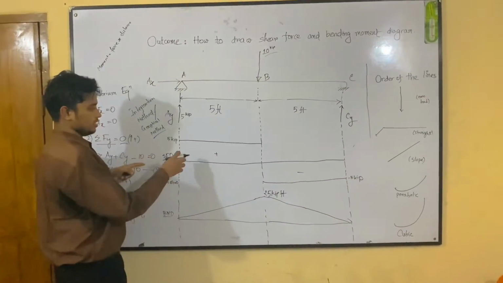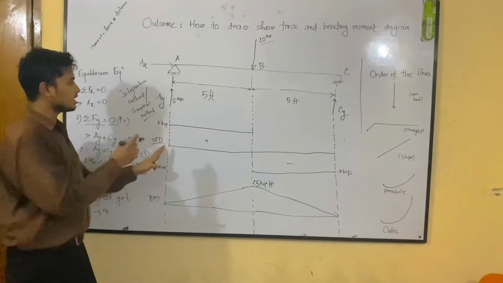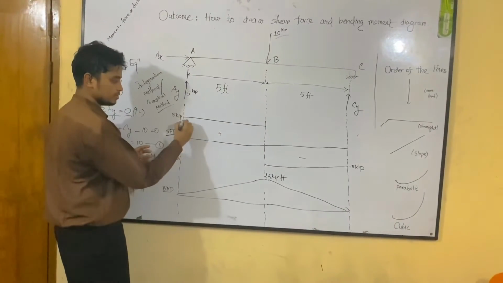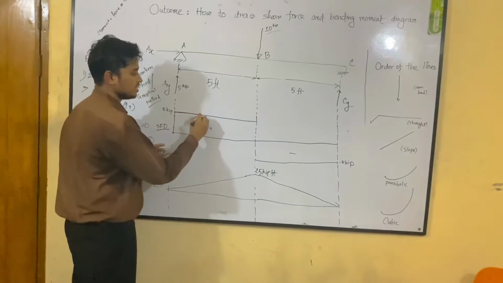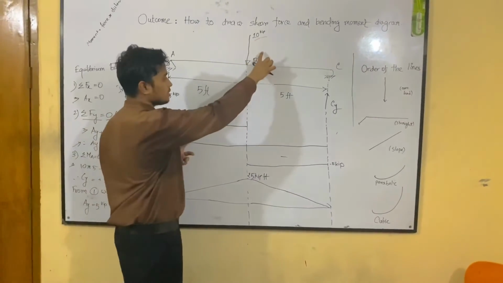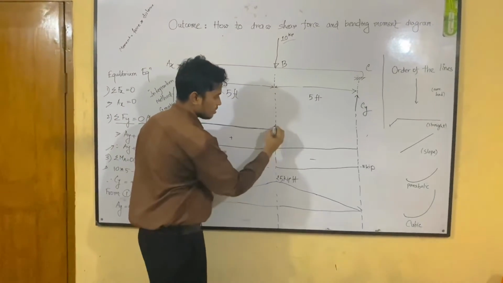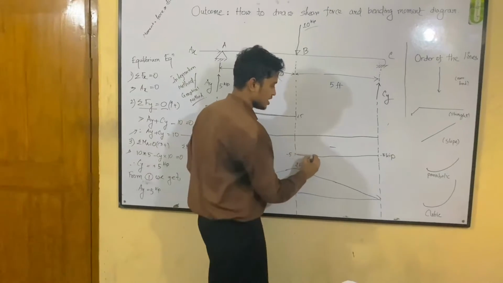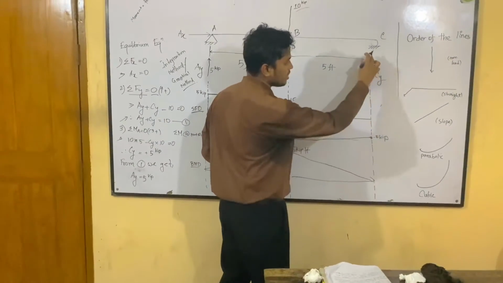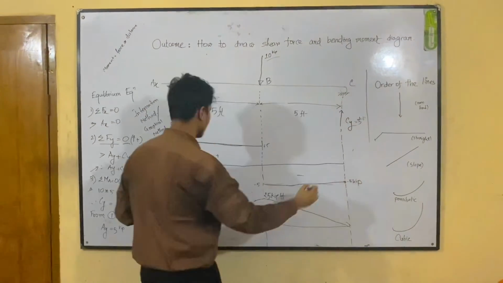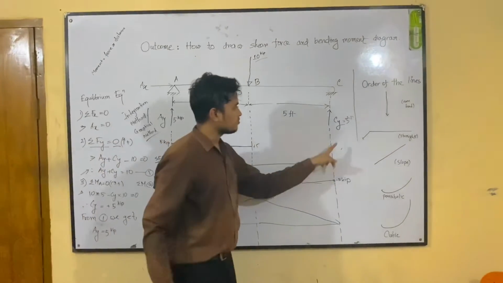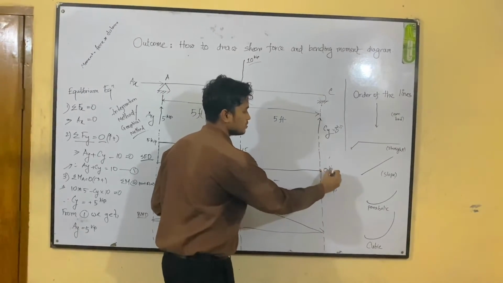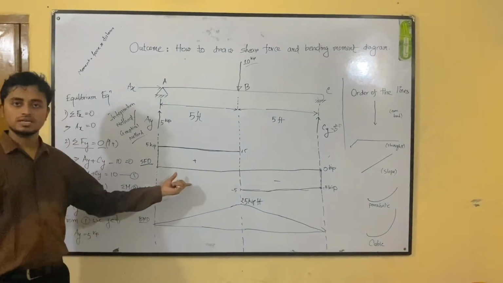From the left we can draw the shear force diagram, which is 5 kip upward. Then we go straight, and then 10 kip downward, which is plus 5 minus 10 equal to minus 5, and then a straight line. Then at point C, Cy is 5 kip upward, which we can determine here. So at point C, it goes up and becomes 0 kip. So it is easy to determine the shear force diagram.